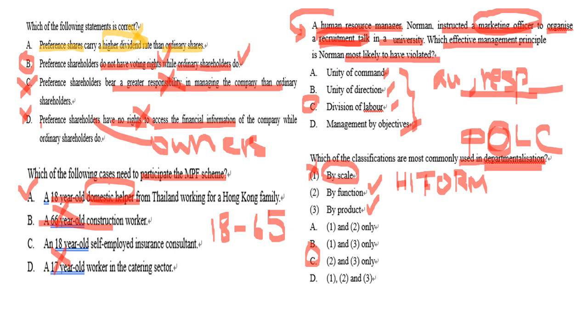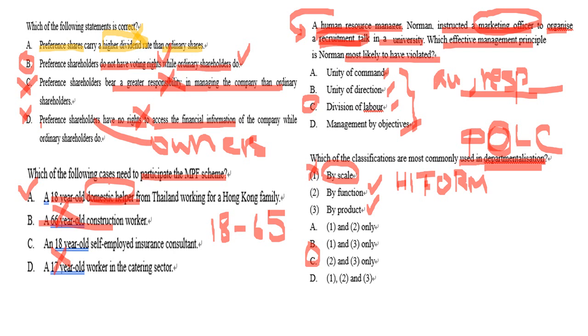Next part, who needs to participate in MPF. First of all, you should know about the range, 18 years of age to 55 years of age. So this one, no need to contribute. Next one is about the domestic helper and the self-employed hawker, right? So this one, age, okay. Domestic helper, okay. So this is a key point. Domestic helper need not pay MPF, so this is correct.